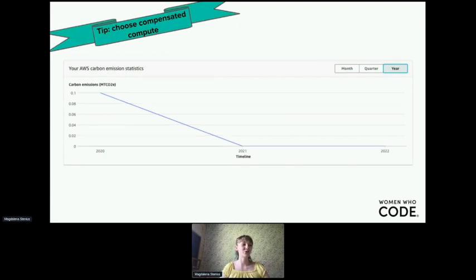Oh, and I also have one tip. If you are on AWS, indeed, there are these regions where compute is compensated. So if you have the possibility, look into those compensated regions and use them, because then you can also get a graph that looks like this. However, I wasn't satisfied, so let's keep going.